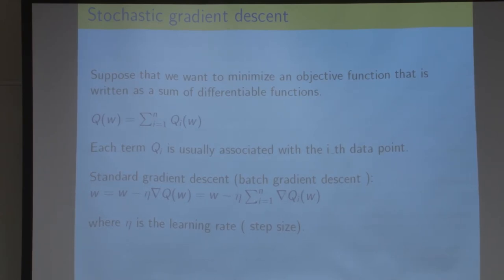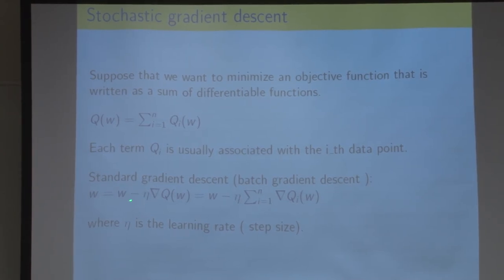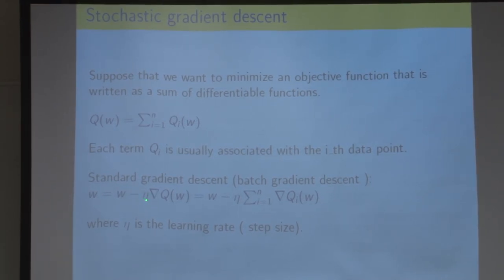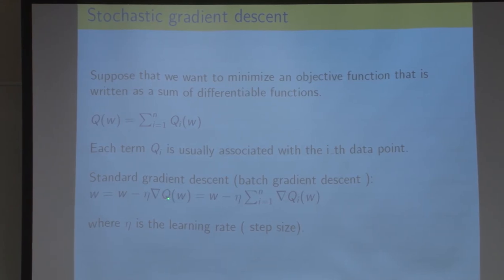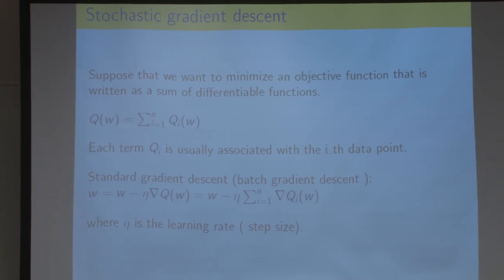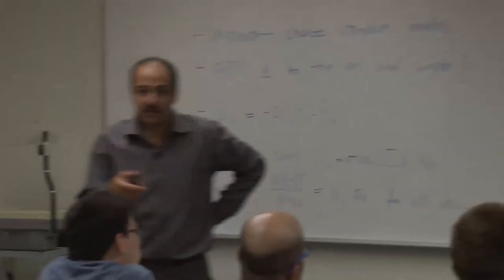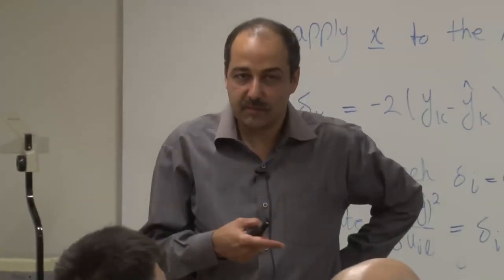Gradient descent, I mean plain gradient descent or batch gradient descent, has this form of update. You update W by W minus the learning rate times the gradient of your cost function with respect to your parameter. And because of the nature of this function, which is a summation of some other function, it's W minus learning rate or step size times this summation. When you have many data points, computing this summation could be quite expensive in each iteration. You have millions of data points and you have to go through all of them for each iteration.